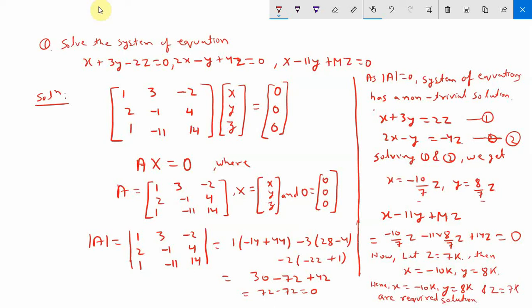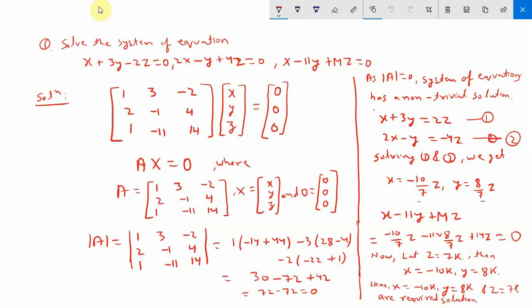Okay, here k is any arbitrary constant. We put any number in place of k, we will get a solution for x, y and z. So in this case, we will have an infinite number of solutions.